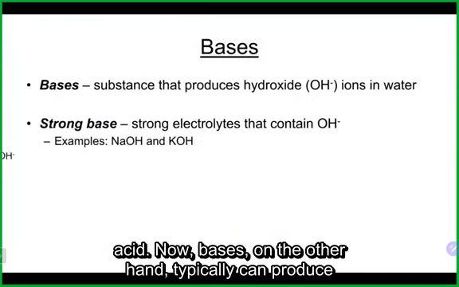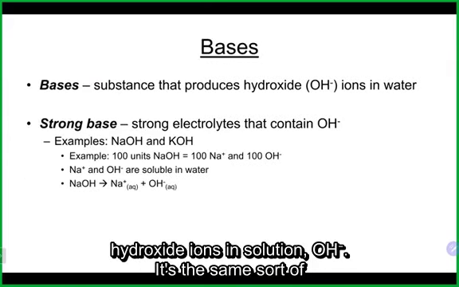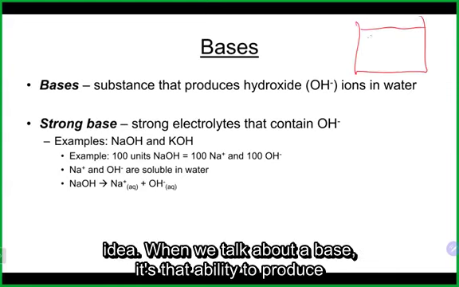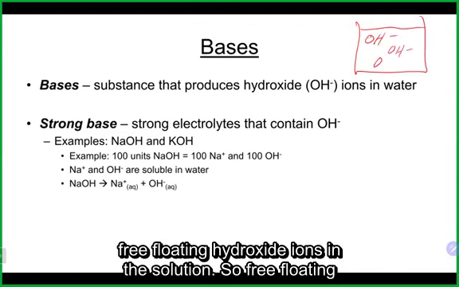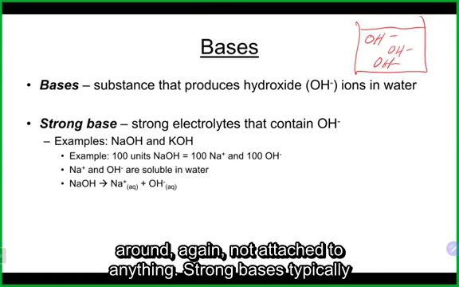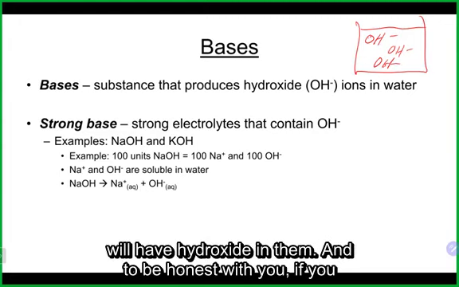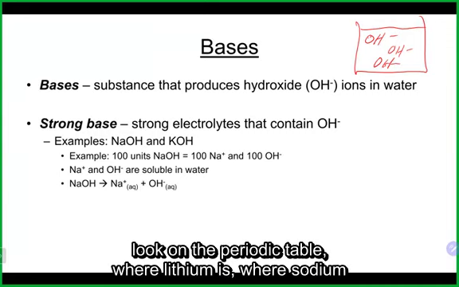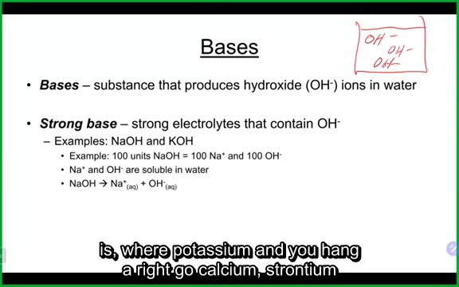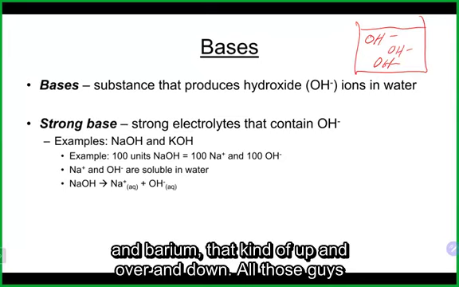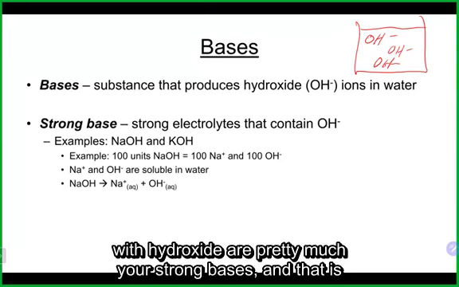Now, bases, on the other hand, typically can produce hydroxide ions in solution, OH minus. It's the same sort of idea when we talk about a base. It's that ability to produce free-floating hydroxide ions in the solution. So free-floating around, again, not attached to anything. Strong bases typically will have hydroxide in them. And to be honest with you, if you look on the periodic table, where lithium is, where sodium is, where potassium, and you hang a right, go calcium, strontium, and barium, that kind of up and over and down. All those guys with hydroxide are pretty much your strong bases.